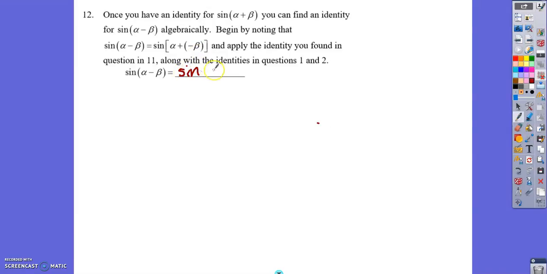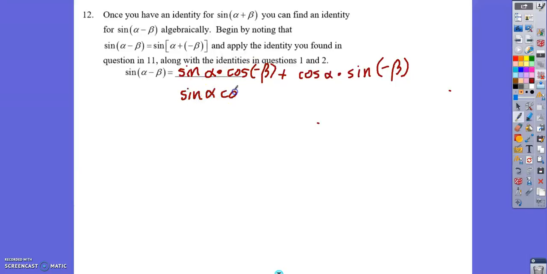Sine of alpha times cosine of beta, but our beta is negative beta, plus cosine alpha times sine of negative beta. And so, what is cosine of negative beta? Well, that's just regular cosine. That's one of our fundamental identities. The fact that cosine is an even function makes this just cosine beta. And then this one plus cosine alpha.